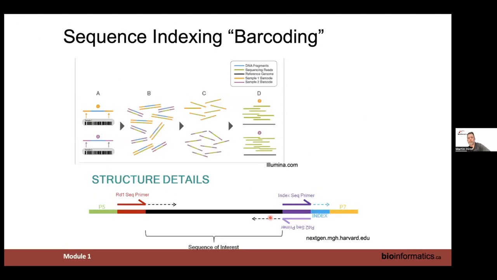So it just gives that, just shows an illustration of that. So how does the barcoding itself work?